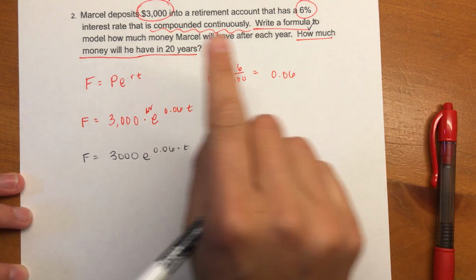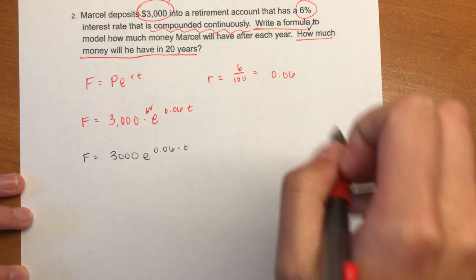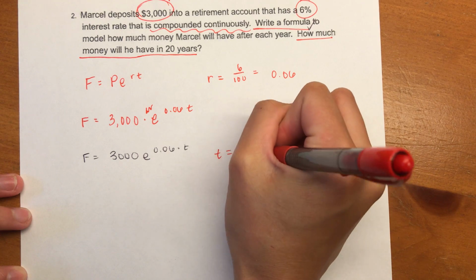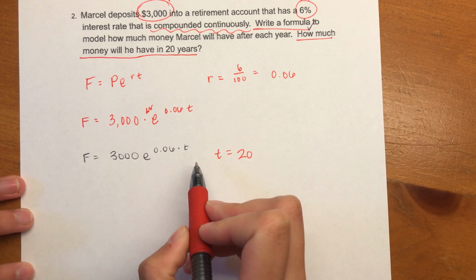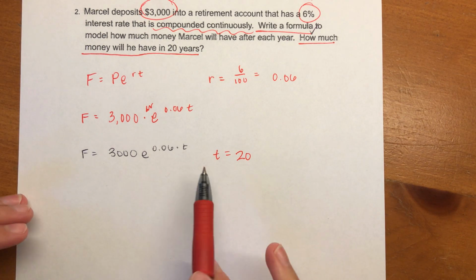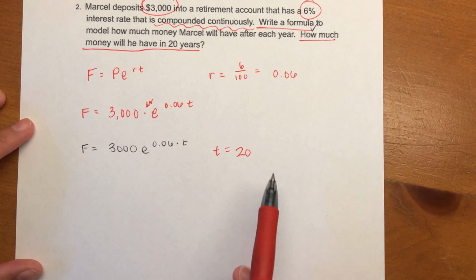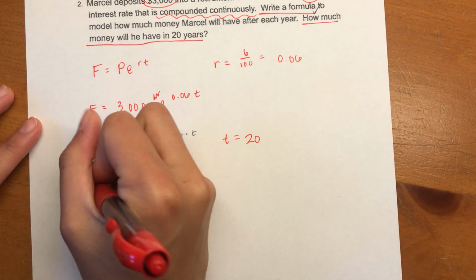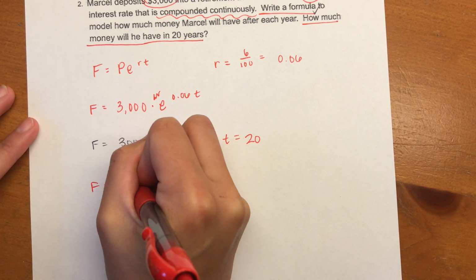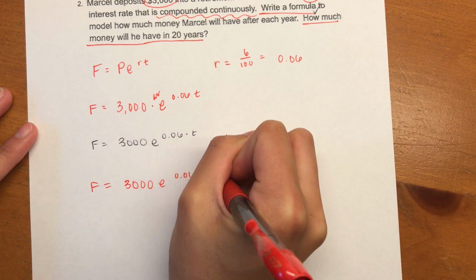Now, they're saying how much money will we have in 20 years? Okay, so that means if t equals 20, because when we use compound interest or continuously compounding interest, my t value is always in years. 20 years, we're good to go. So I'm going to substitute 20 in for t. So I'll have F equals 3,000 e to the 0.06 times 20.